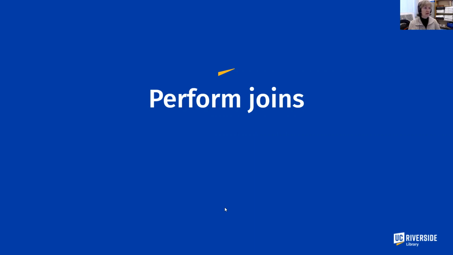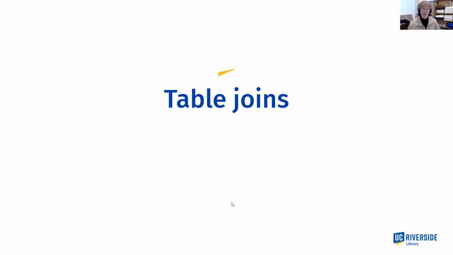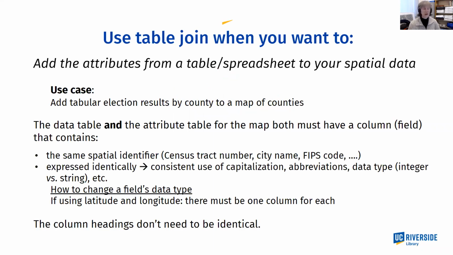Okay, so let's go ahead and talk about performing joins. Let's start with table joins. I don't know if it's more common than spatial joins, but it's certainly popular. Why do you want to use a table join? It's when you've got attributes in a table or a spreadsheet, and you've got a spatial file, and you would love to have those attributes from the spreadsheet represented on your map. This is a way you can get those on there instead of copying them one by one into cells on your attribute table for your data. So it's very nice to have this option.